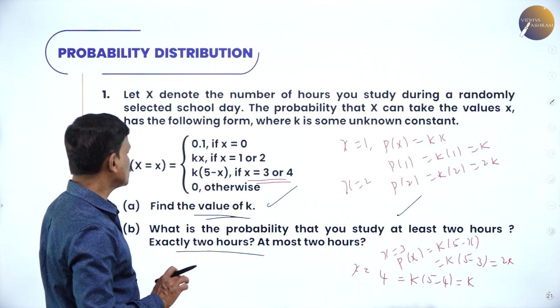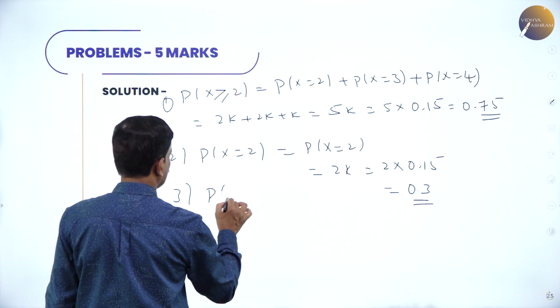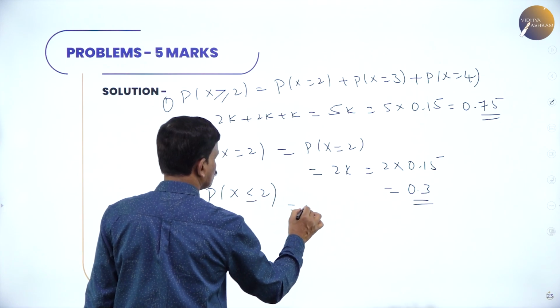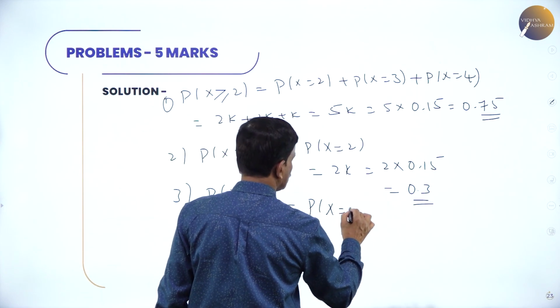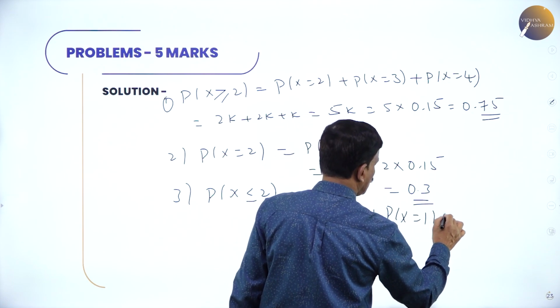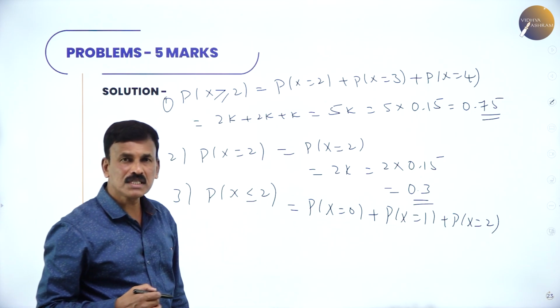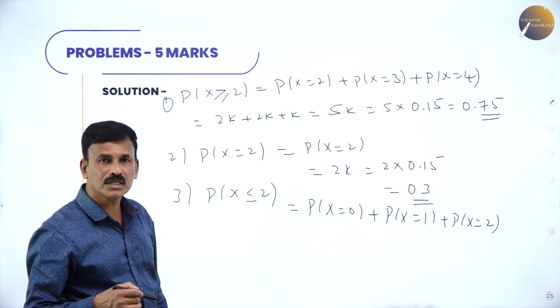What is the third condition? So, at most 2 hours. At most 2 hours means the probability of x less than or equal to 2. That means you may not study, or you will study for 1 hour, or you will study for 2 hours. Probability of x less than or equal to 2 means 0, 1 and 2.